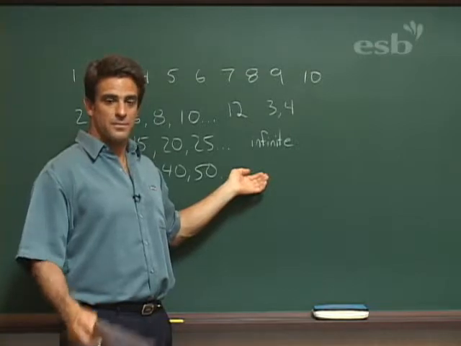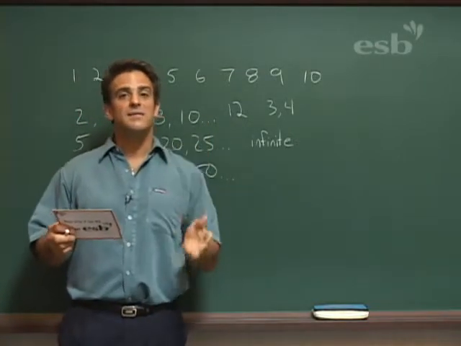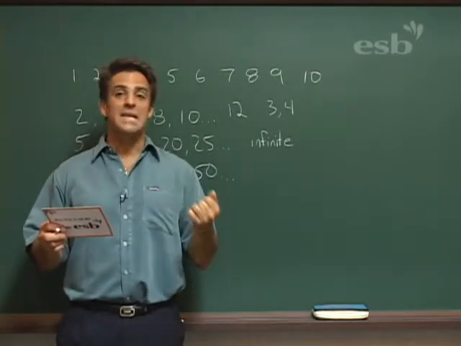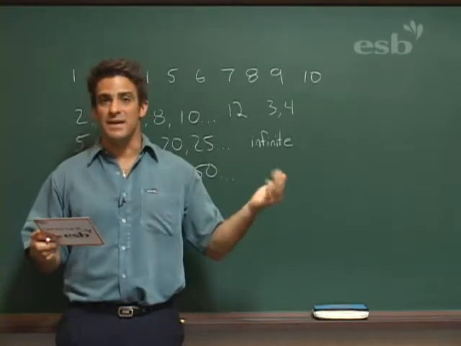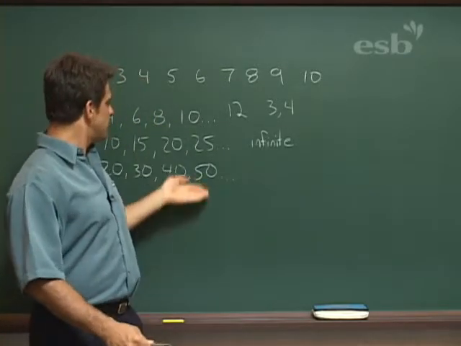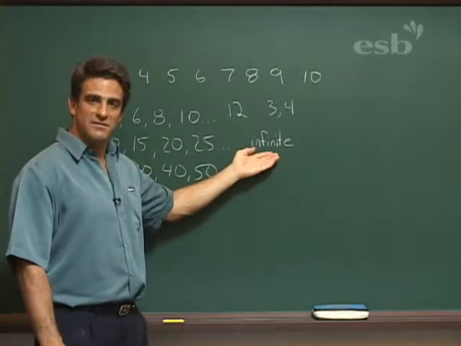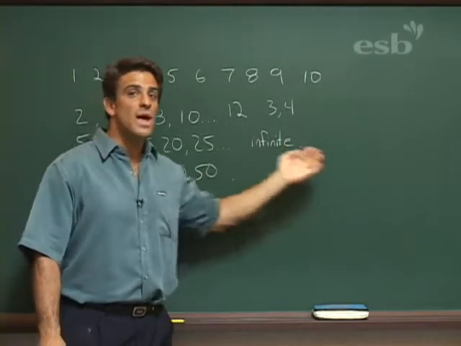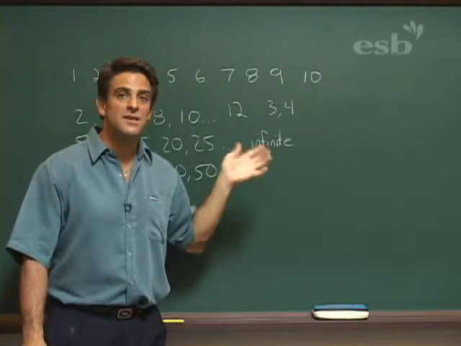Infinite here means continues forever. Doesn't stop. Therefore, the list of multiples of any number is infinite. All of these lists are infinite. There's no end. They continue forever.